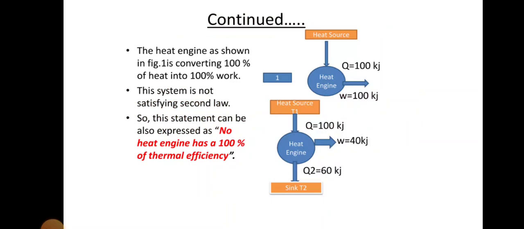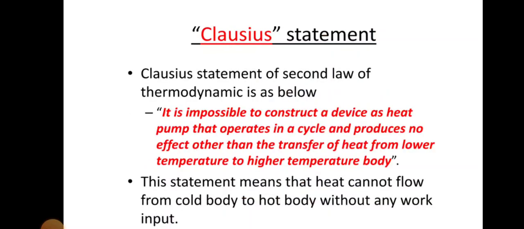You can see in this image the heat engine and the heat source. Here we give the input of heat, that is the heat supply, and we get the work output. A heat engine converting 100% of heat into 100% work does not satisfy the second law. So the statement can also be expressed as: no heat engine has 100% thermal efficiency.